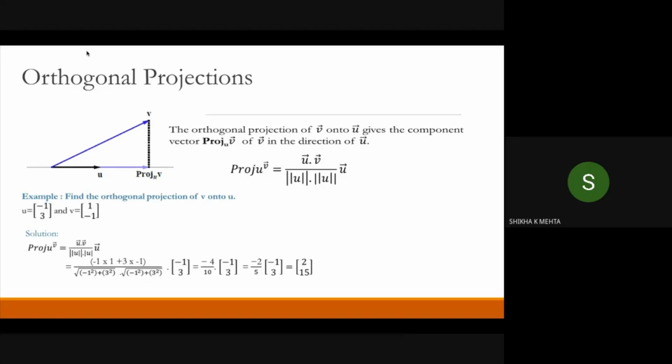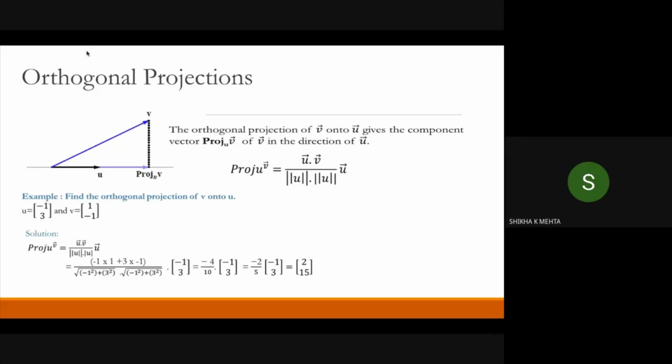So this is equivalent to the dot product of the two vectors divided by the dot product of the magnitude of the vector u with itself, multiplied by the vector u. This is the orthogonal projection of vector v onto vector u. If we have to find the orthogonal projection of vector v onto u, how do we compute that? Just simply understand, here we have taken the same formula.